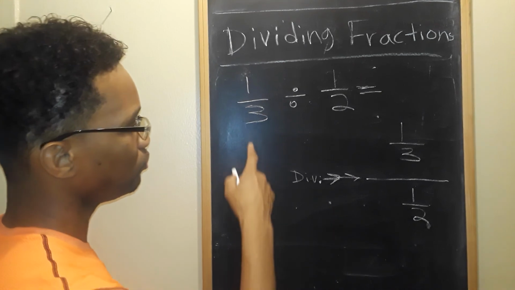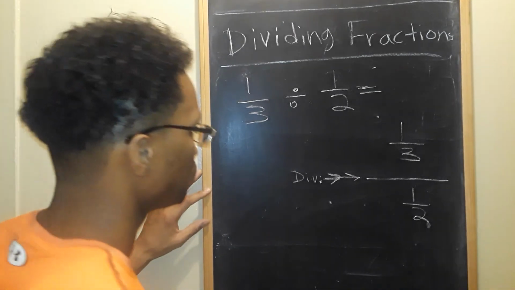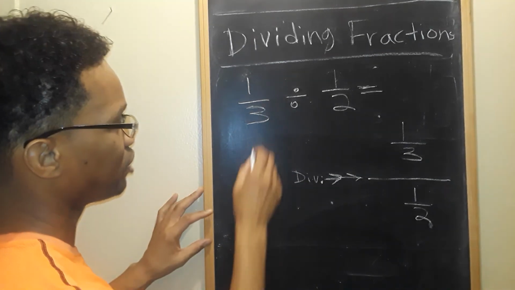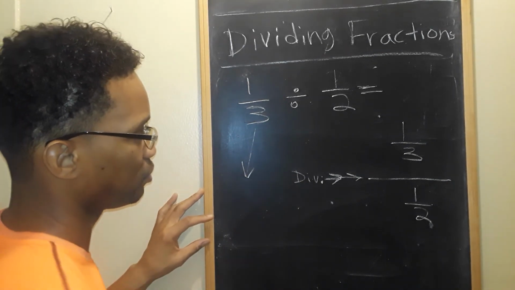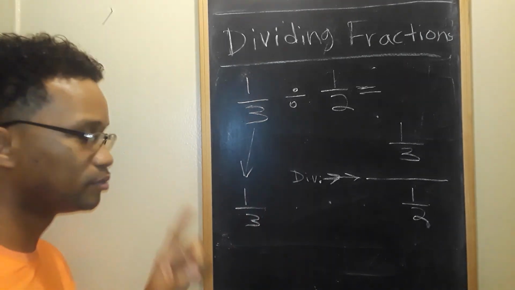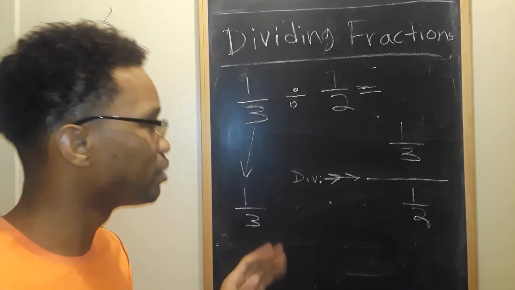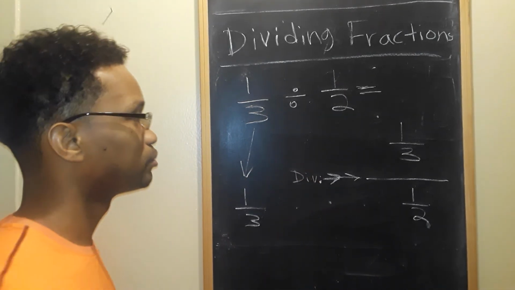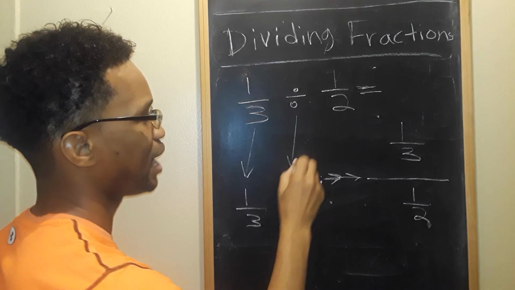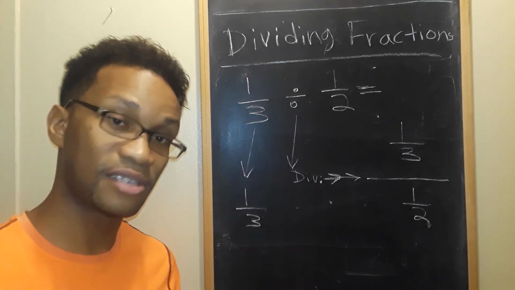Here you have 1/3 divided by a half. So what you're actually writing is, the first fraction, you leave it the same way. Step number 1, leave the first fraction alone. Just recopy and bring it down. Second step, put the opposite operation of division. So the opposite of division is multiplication.